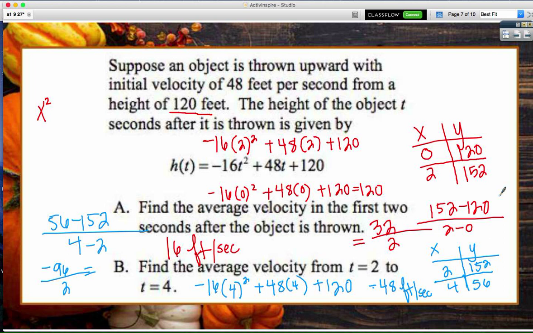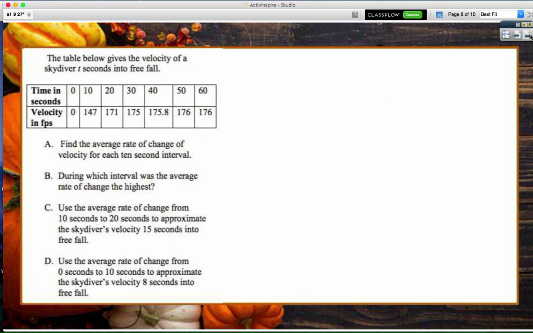Okay. All right, so from that, you had to recognize what you had to do with the information. This is what I'm saying. They're not just going to give you 2 ordered pairs and say, here, find the rate of change. You've got to interpret exactly what's going on. All right, so I think we are to our final example, ABCD. The table below gives the velocity of a skydiver t seconds into free fall. We have our table. Part A says to find the average rate of change of velocity for each 10-second interval.